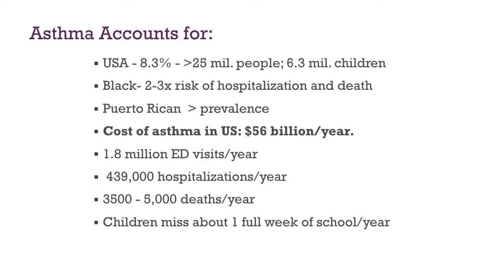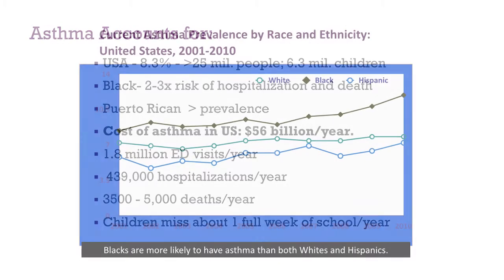So estimated cost of asthma in the U.S. is about $56 billion annually. 1.8 million ED visits, 500,000 hospitalizations, somewhere in the range of 3,500 to 5,000 deaths annually. So a pretty big impact.